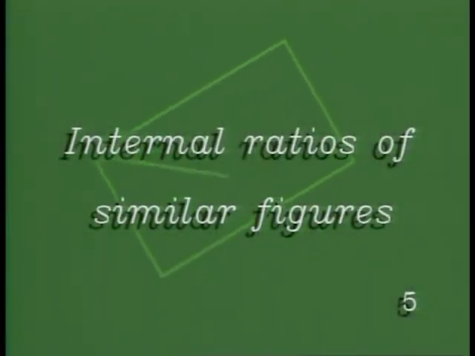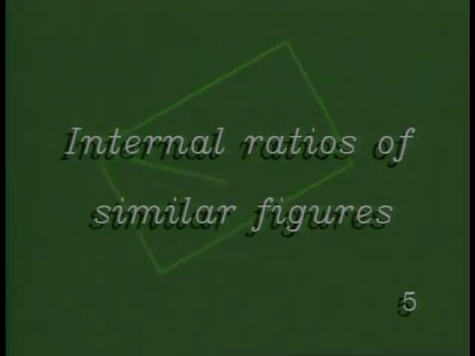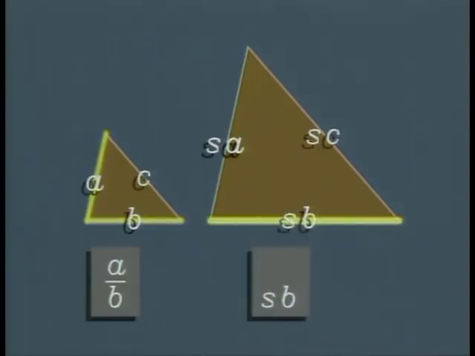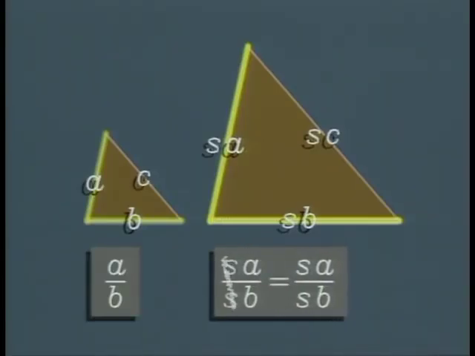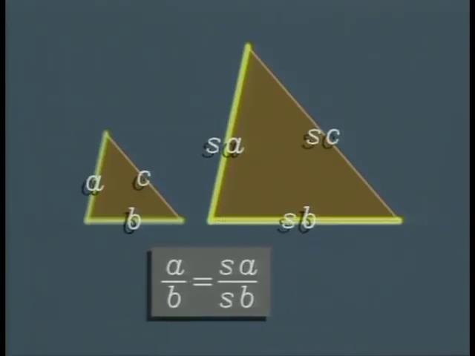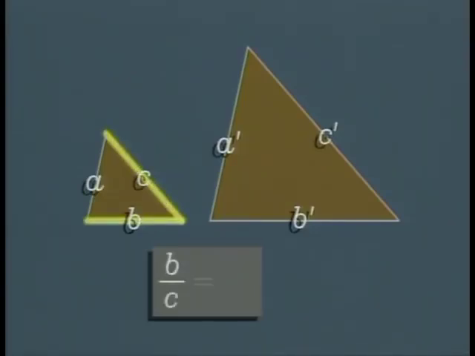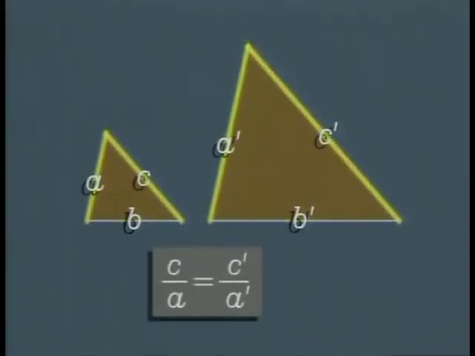Ratios of lengths in the same figure are called internal ratios. Form the internal ratio of two sides in the same triangle. Form the internal ratio of the corresponding sides in the larger scaled triangle. The scaling factor cancels, so the internal ratio of the two sides in one triangle is equal to the corresponding internal ratio in the other triangle. And the same is true for any two lengths. Corresponding internal ratios in similar figures are equal.